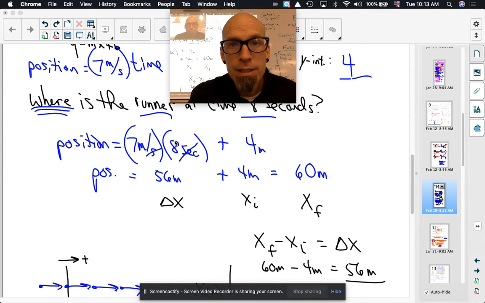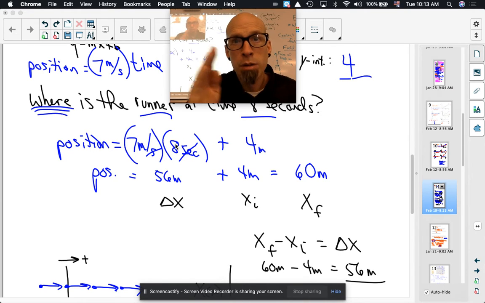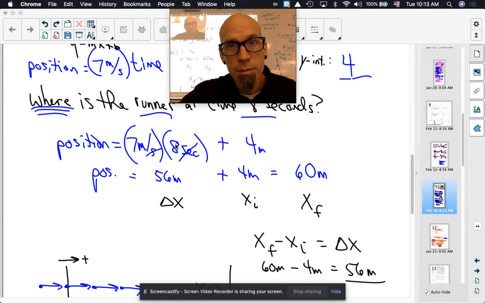we had said that the 56 meters is how far the person went. Because if you're going 7 meters every second for 8 seconds, that's 7 plus 7 plus 7, 8 times, right? So 8 times 7 tells you that that runner ran 56 meters. That's not where the runner was, though. Since the runner started at a position of 4 meters, the runner is actually how far they went plus where they started, which means they are at a position of 60 meters at the end.